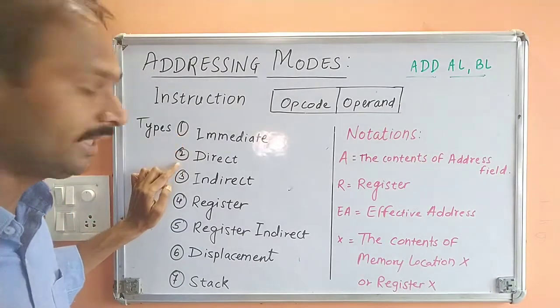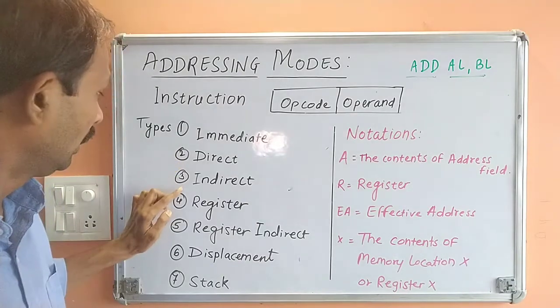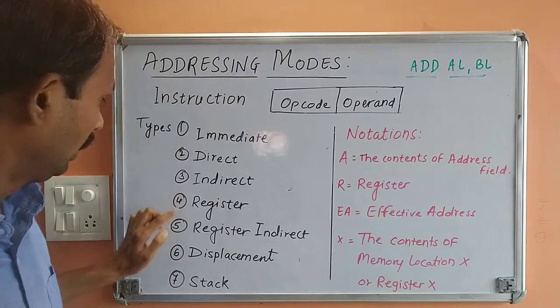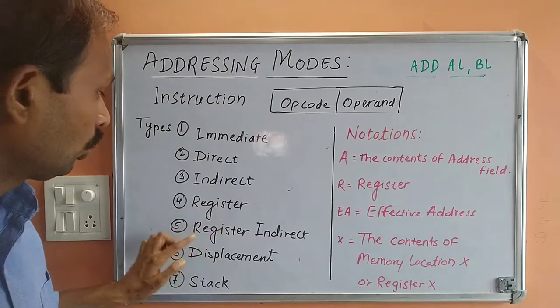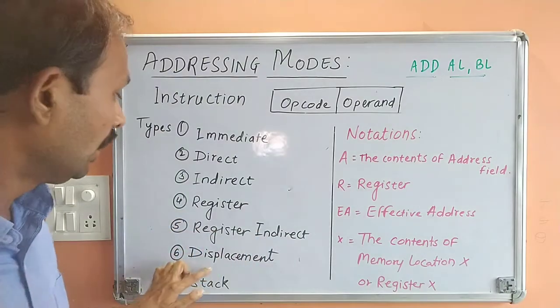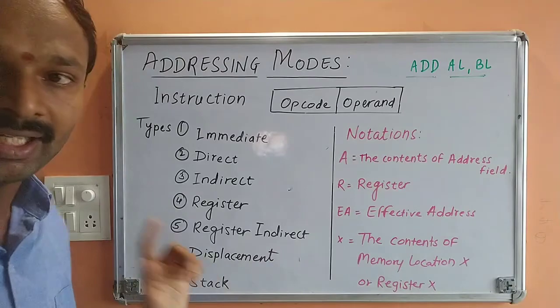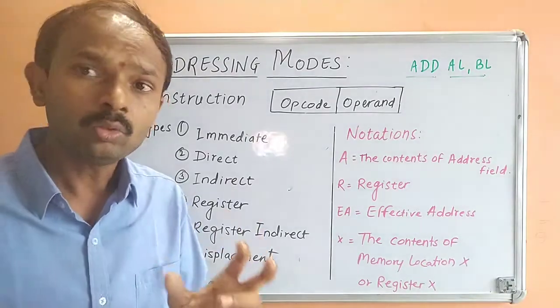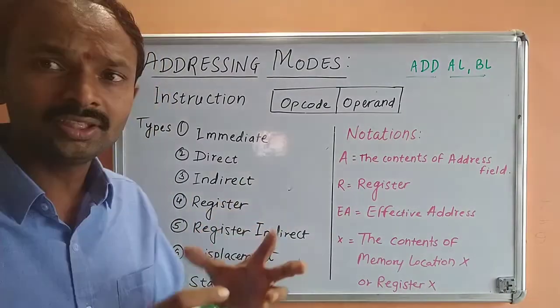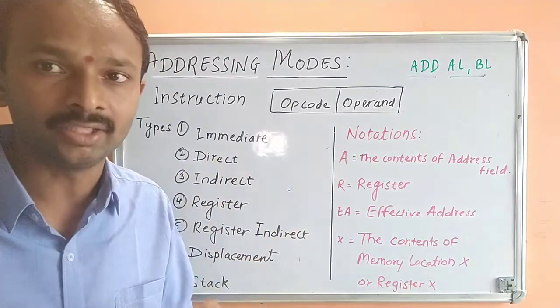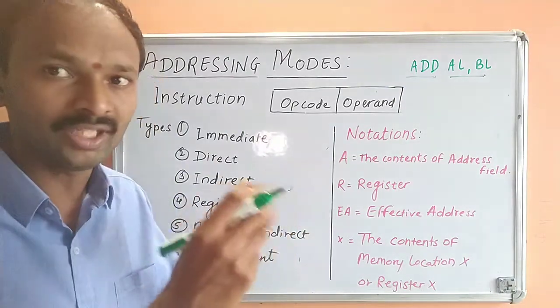The second one is direct addressing mode, indirect addressing mode, register addressing mode, register indirect addressing mode, displacement addressing mode, and stack addressing mode. Now how are those addressing modes varying? Let us consider with the help of one example.